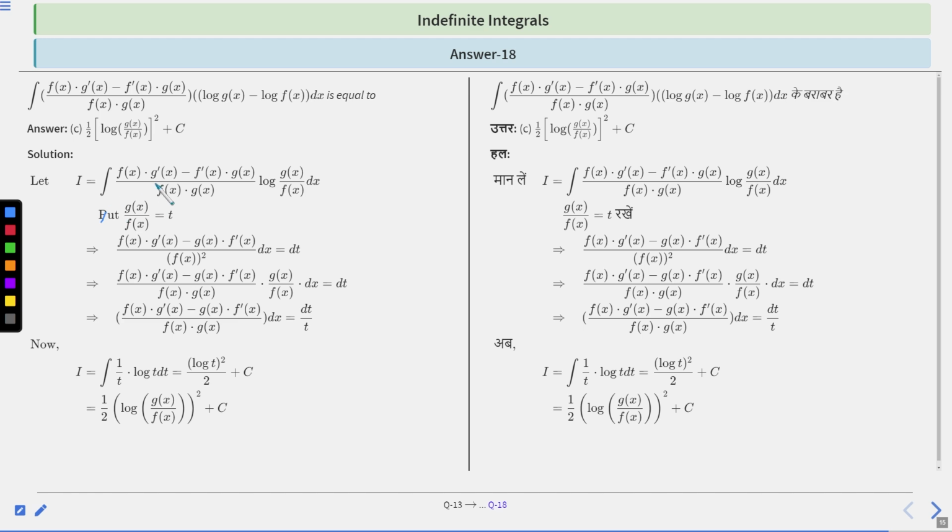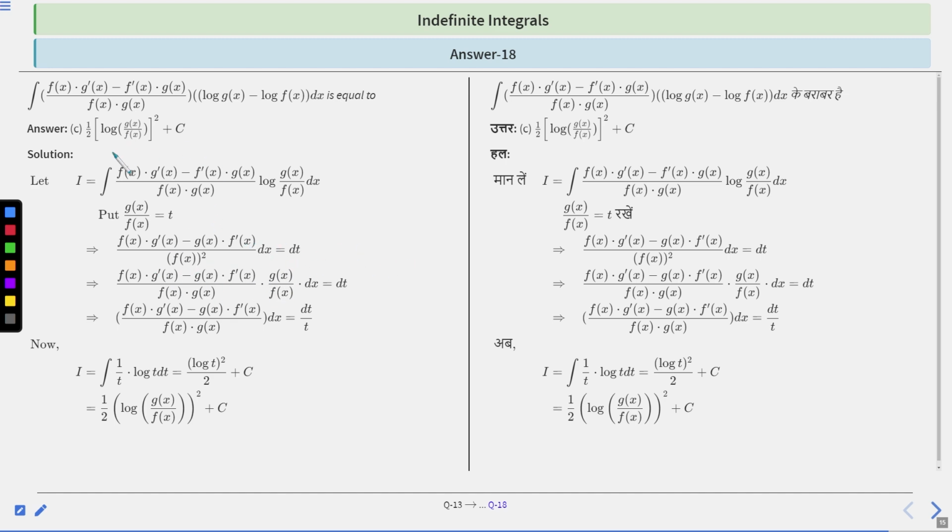Integration of [f(x) g'(x) minus f'(x) g(x)] upon [f(x) g(x)] into [log g(x) minus log f(x)], which can be written as log g(x) upon f(x), dx. Now we can put g(x) upon f(x) as t. Therefore, t equals g(x) upon f(x). Now, if we differentiate it, you will get [f(x) g'(x) minus g(x) f'(x)] upon f(x) square dx is equal to dt.